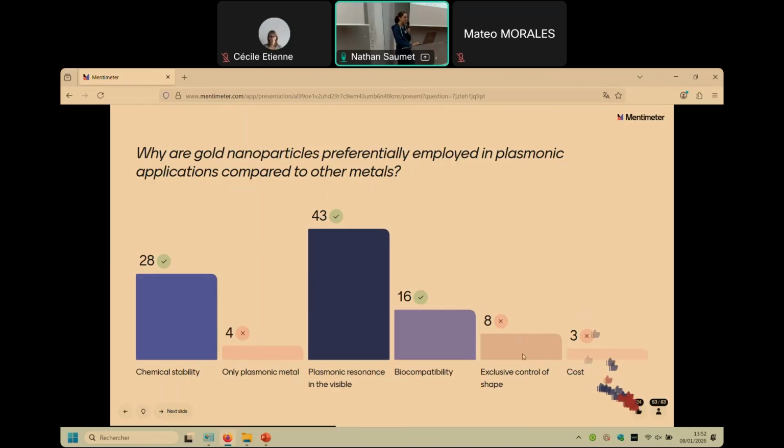There is a control of the shape for gold nanoparticles, which tunes the resonance wavelength, but it's not exclusive. If you use silver particles with different shapes, you will tune the resonance wavelength as well. It's not really cheap due to the fact that it's gold. I mean, it's as expensive as silver particles or others.